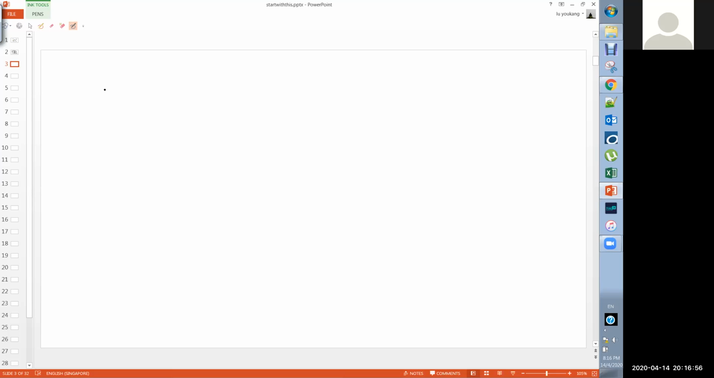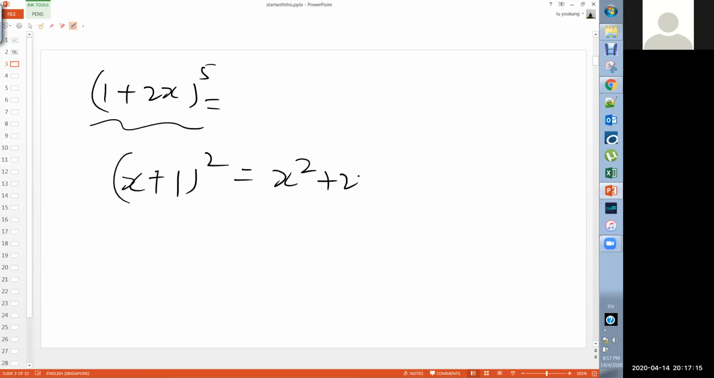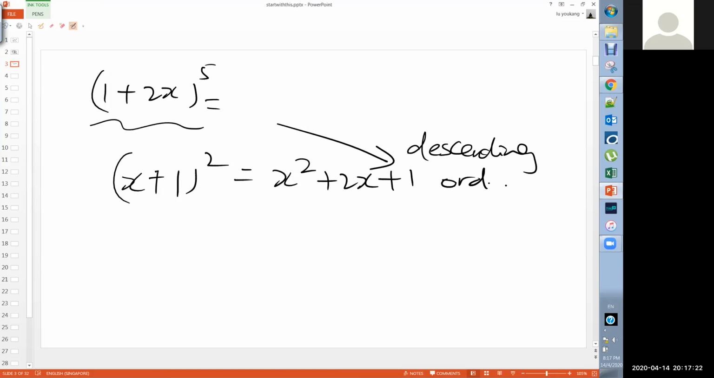So last lesson, let's take this as an example. If I have to the power of 5, how many terms will I have? Yes, 6. Exactly. So let's start with the simple one first. This is called descending order, right? Why? Because x to the power 2, x to the power 1, and then there is no x. This is called descending order.